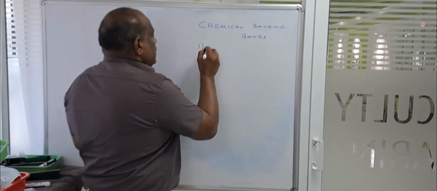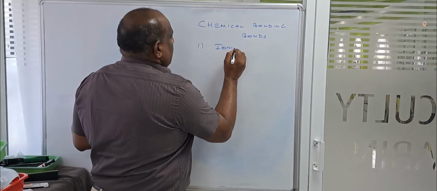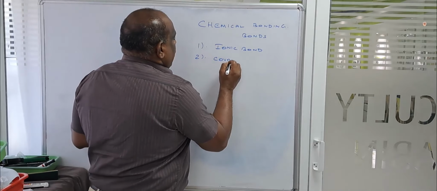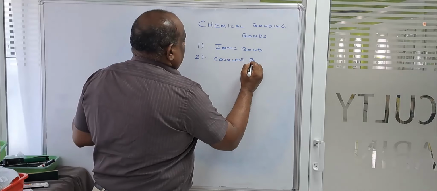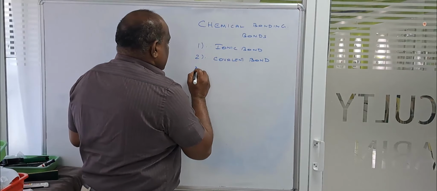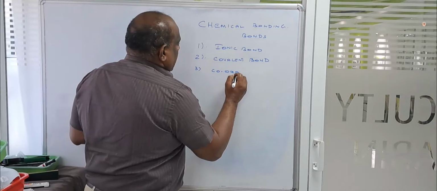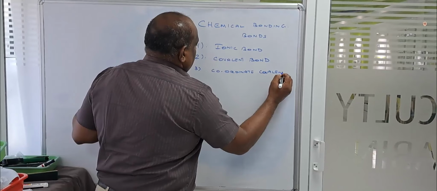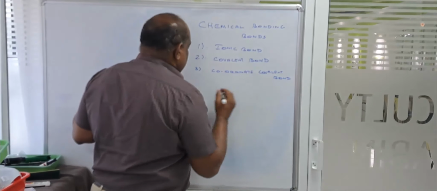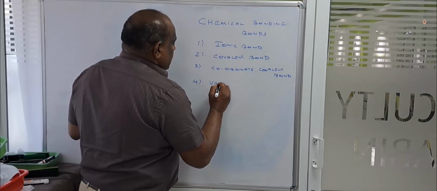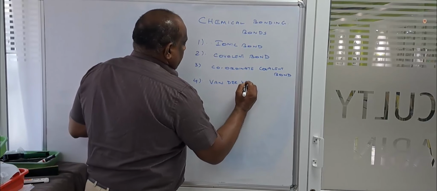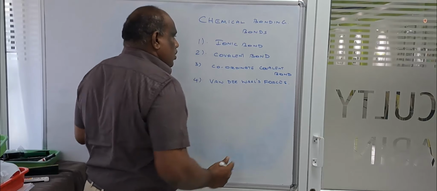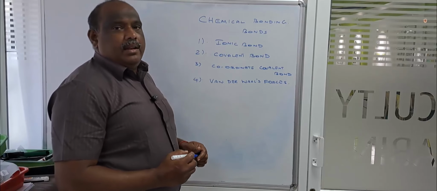There are types of bonds. One is called the ionic bond. The second one is the covalent bond. The third one is the coordinate covalent bond. The fourth one is van der Waals forces. So these are the different types of chemical bonding.